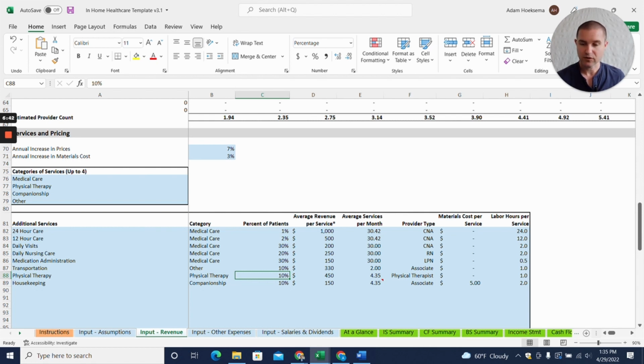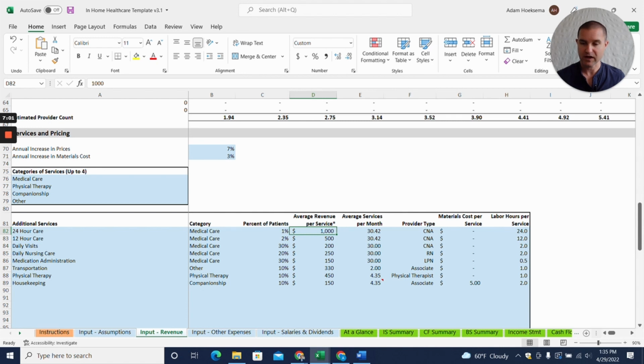So we're saying 24-hour care. Well, only 1% of patients, we're going to assume, are going to need 24-hour care. Maybe 2% of patients are going to need 12-hour care. 30% are going to need daily visits, and so on. And from there, you're going to put in what's the revenue per service.